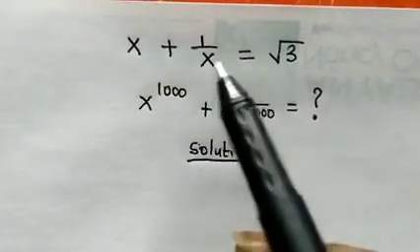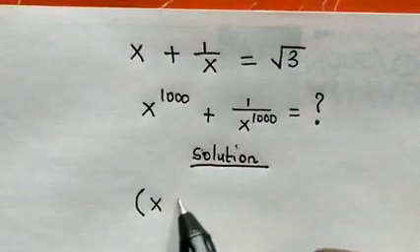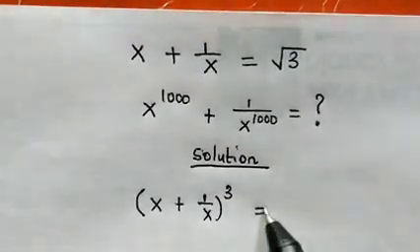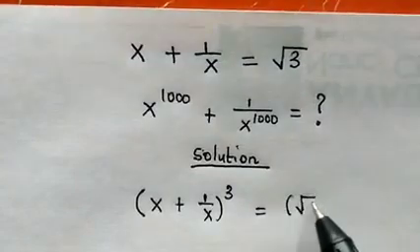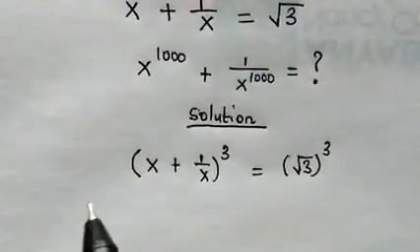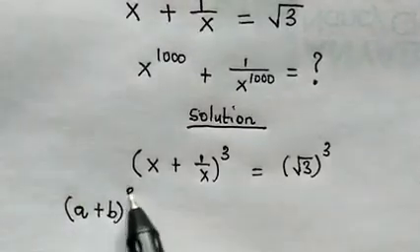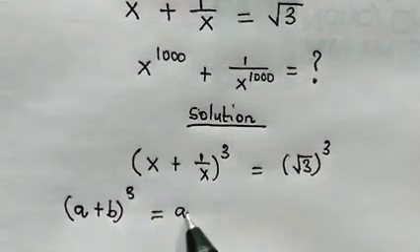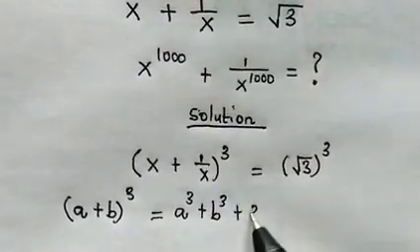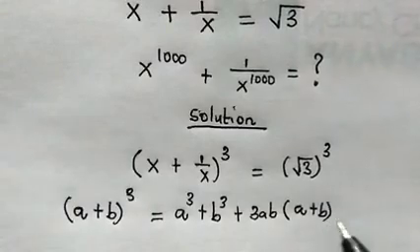From the given equation, we're going to cube both sides. So here we have (x plus 1 over x) cubed. This will be equal to, from the right hand side, the square root of 3 cubed. Now, from the left hand side here, we're going to apply this property. We know that (a plus b) cubed is equal to a cubed plus b cubed plus 3 times a times b into bracket a plus b.